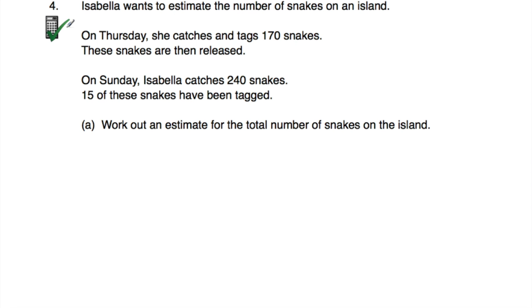Okay, let's have a look at question number 4. So question number 4 says, Isabella wants to estimate the total number of snakes on an island. So let's call that N. And on Thursday, she catches and tags 170 snakes. So 170 out of the total number are tagged. And then on Sunday, she captures 240 snakes and 15 of those are tagged. So that means that 15 out of the 240 are tagged. I've been asked to work out an estimate for the total number of snakes on the island.